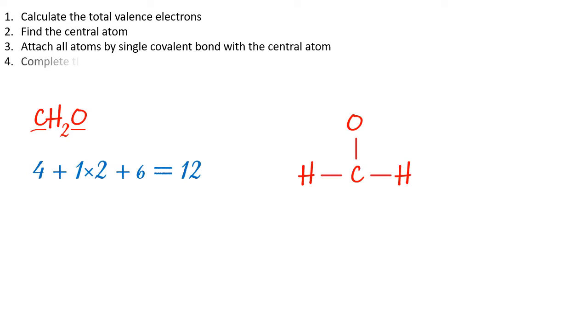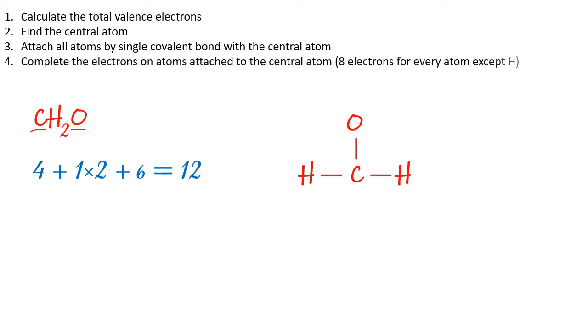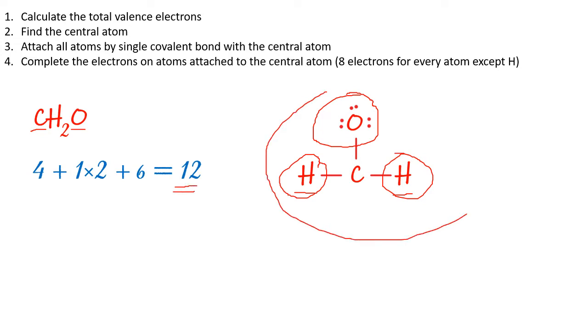Okay friends, in step number 4, complete electrons on all atoms. Okay, for oxygen 1, 2, 3, 4, 5, 6, 7 and 8, and for hydrogen 2 electrons, these are already present, and for this hydrogen 2 electrons, these are already present. Okay, now we have completed our electrons. Now check how many electrons we have completed. 8 plus 2 plus 2. It means we have completed these 12 electrons on our structure.